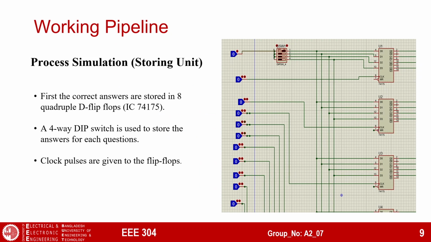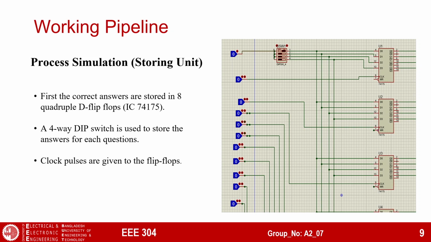Now we will have a complete walkthrough of how our machine will operate. So our machine is divided into different units. The first unit is the storing unit, where we shall store all the given answers in the registers. Firstly, each option of every question is assigned a bit, 0 for being correct and 1 for being incorrect.